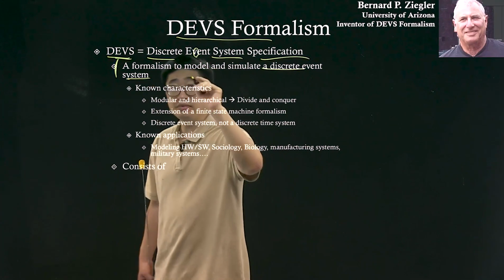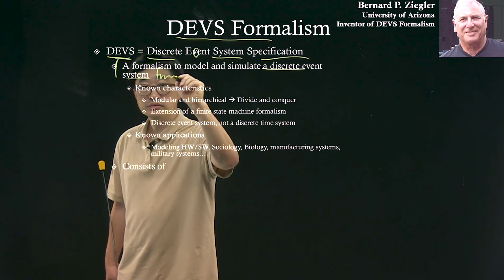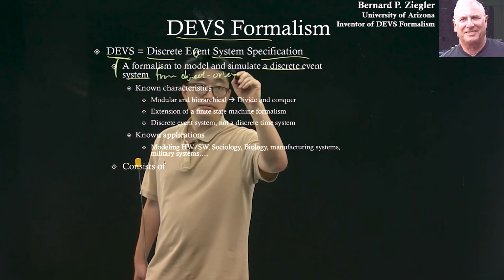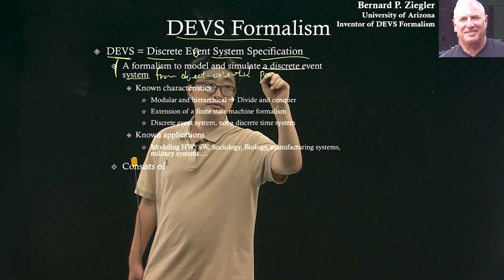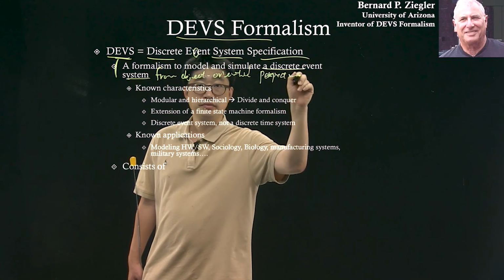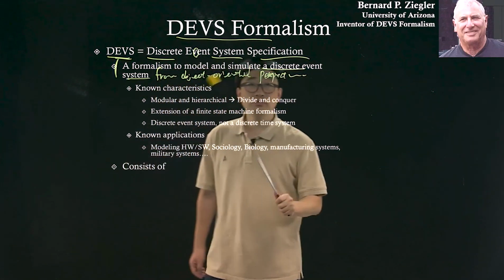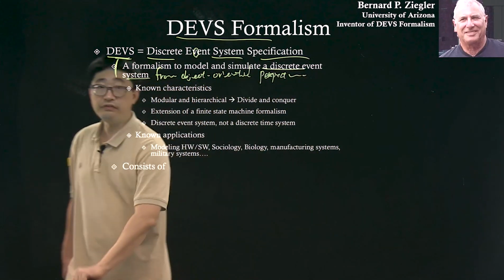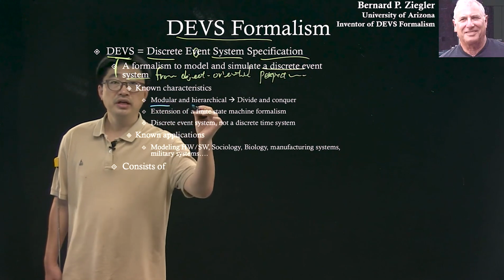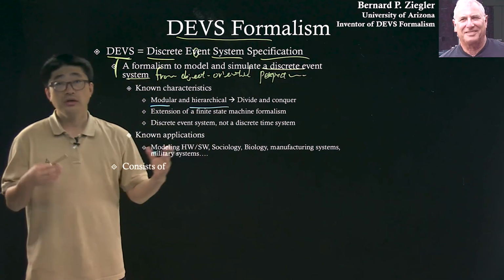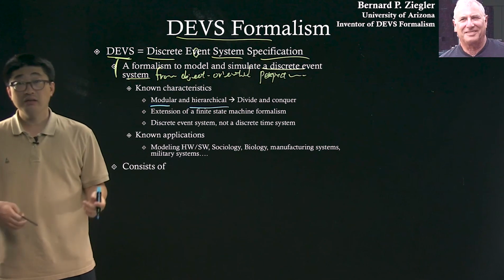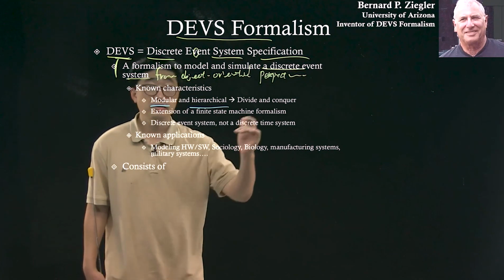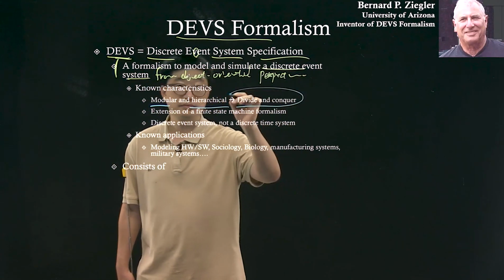I want to add here from an object-oriented perspective. Okay? So the characteristic of this DEVS formalism is this. First, it has a modular and hierarchical structure. What's the benefit of being modular? And what's the benefit of being hierarchical? It means that we can do divide and conquer.